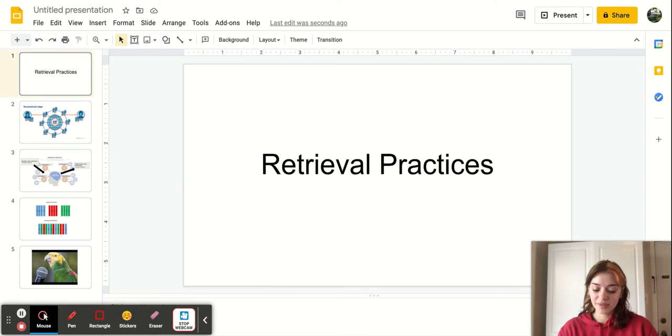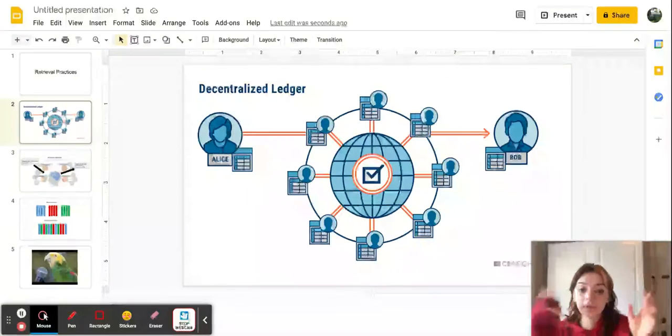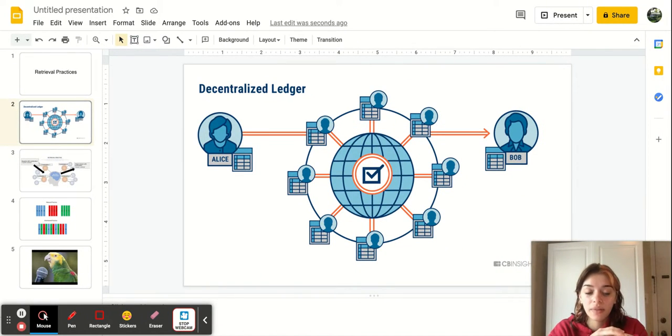Retrieval practices, woohoo! Okay, so before I talk about retrieval practices, let's talk about cryptocurrencies, more specifically blockchains. Blockchains are how cryptocurrencies like Bitcoin remain virtually unhackable. Instead of information being stored within a central database, that information is shared and copied throughout each computer within the blockchain. So in order for the information in one block to be changed or hacked, you would need to change the information on every single computer that has a copy of that block.